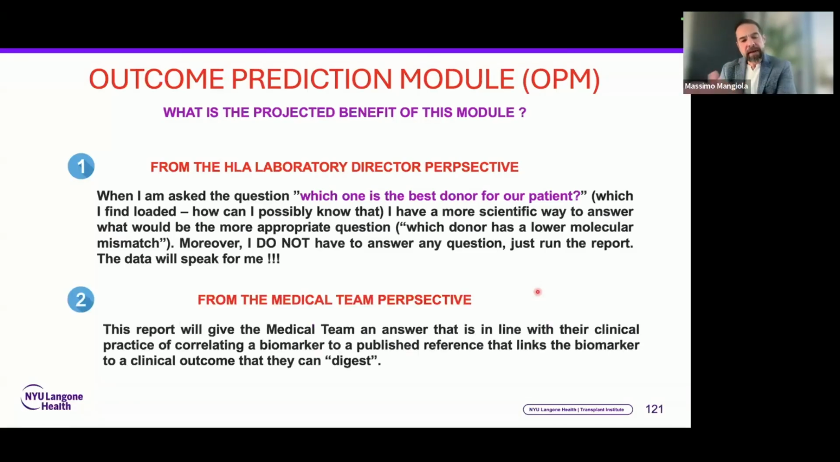And so from the medical perspective, the report will give the medical team an answer that is in line with their clinical practice, which is to correlate a biomarker to a published reference, to link that biomarker to a clinical outcome, whatever the clinical outcome they are looking for. So this is a language that the medical team can easily digest. I think this module is going to lift off some of the unreasonable questions that we sometimes get from the medical team, where they want us to predict what is going to happen 20 years from now. What this module can tell you is exactly that: what is going to happen, when it is going to happen, and why it is going to happen.